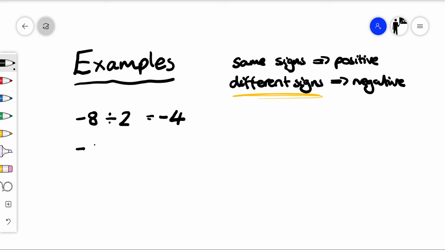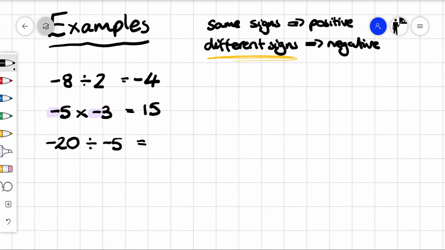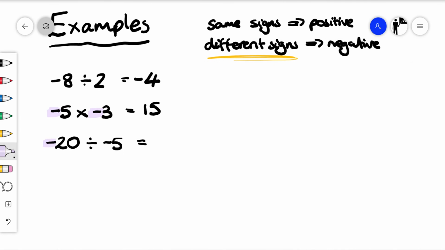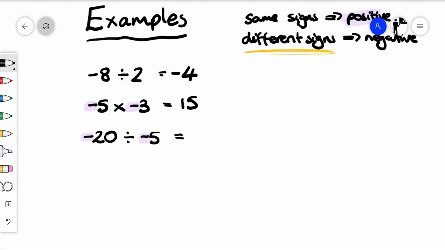Let's do another one. Negative 5 multiplied by negative 3. So here I'm looking at my signs. I've got a negative times a negative. The signs are the same, so I know it's going to be positive. 5 threes are 15. Let's do another one. Let's do negative 20 divided by negative 5. I'm looking here, the signs are the same. If the signs are the same, it's going to be positive, and I'm going to do 20 divided by 5, which is 4. Do you notice how we're generally working through this? We look at the signs first, then we deal with the numbers.